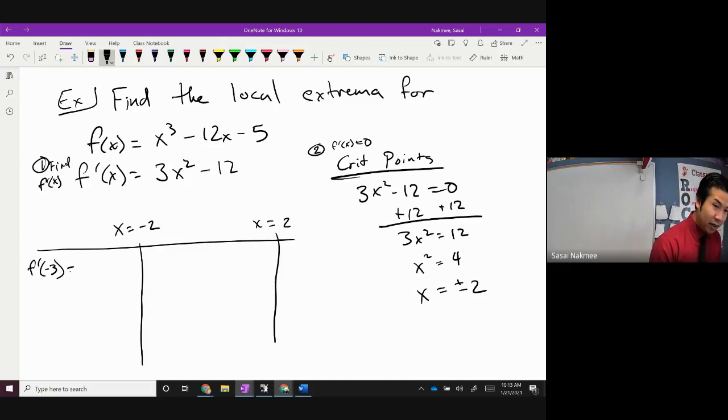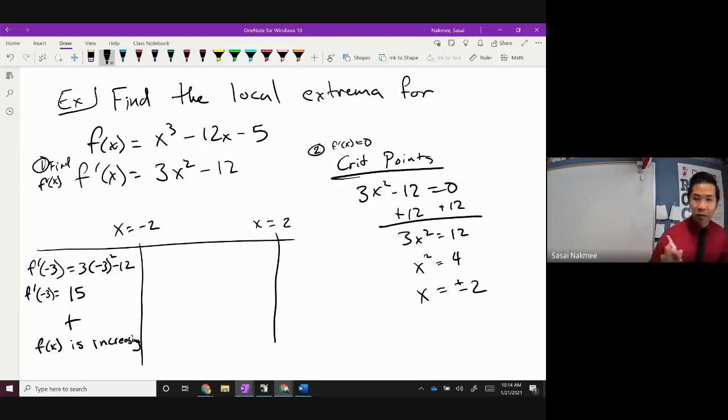So I evaluate that in here, and I get 3 times negative 3 squared minus 12. Negative 3 squared is 9, times 3 is 27, minus 12. I end up with f prime of negative 3 being equal to 15, which means that my derivative values for everything less than negative 2 are going to be positive. That means my function, f of x, is increasing here.